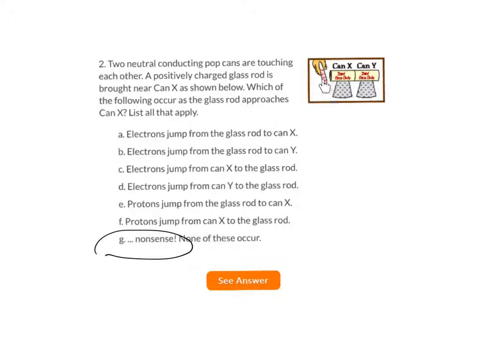So when I bring this close to can X, do electrons jump from the glass rod to can X? Well, no, the electrons aren't going to jump through air, so it's not A. B, electrons jumping again. Nothing with electrons jumping. Nothing with protons jumping. Protons don't move, so it can't be any of these. So the right answer is G.